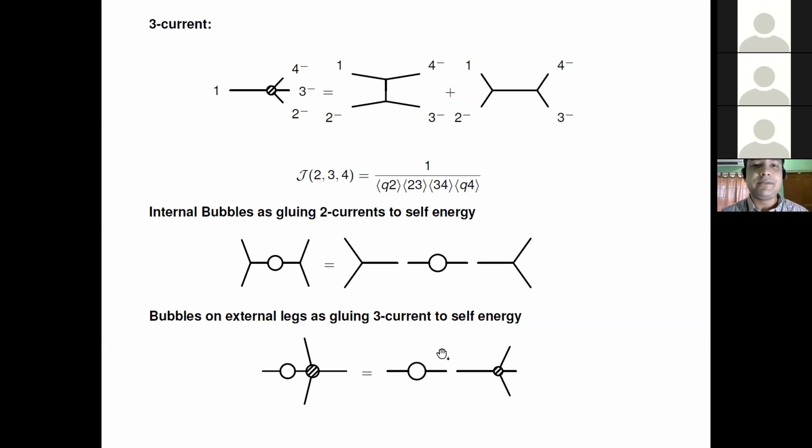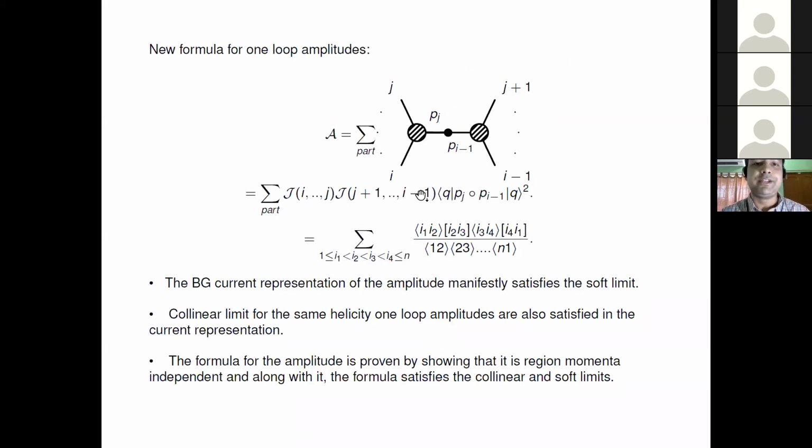After we do that, we can compute the amplitude, and then we arrive at the new formula for this one-loop amplitude for all multiplicity. So what is the formula? The formula states that the amplitude is written by all possible gluing of these currents to this self-energy bubble, and the self-energy bubble is treated as an effective propagator.